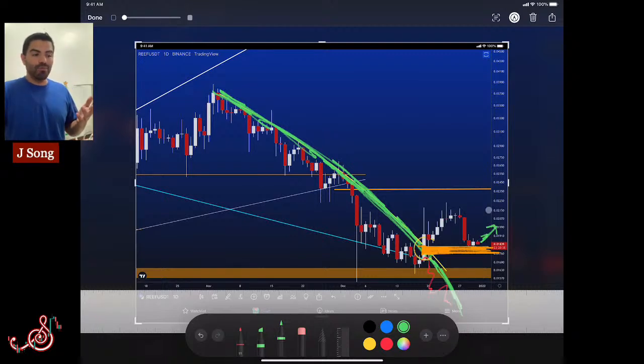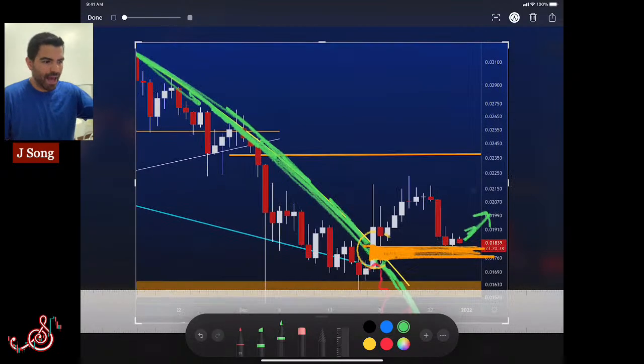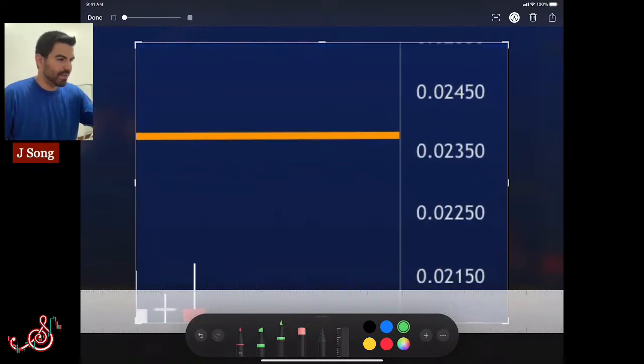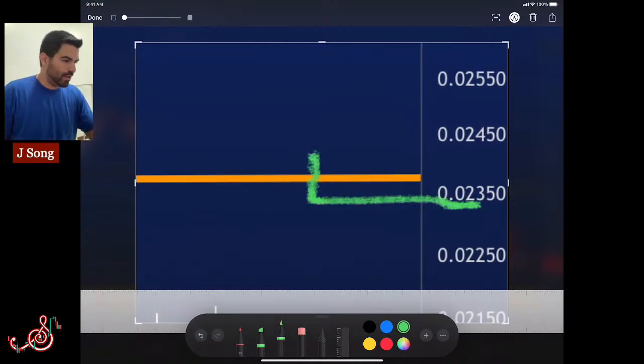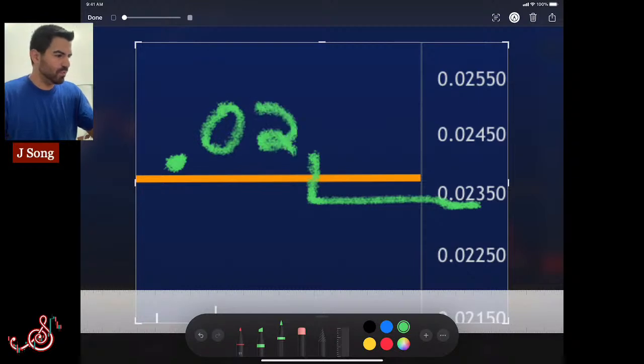And if it goes up, where would it go up to? Well, I have a cut here in my map, so that may be a resistance level. And right now, this is at around 0.0235, so it's going to be around 0.024. I'm sorry, not $2, right? 0.023, just say 0.0239.